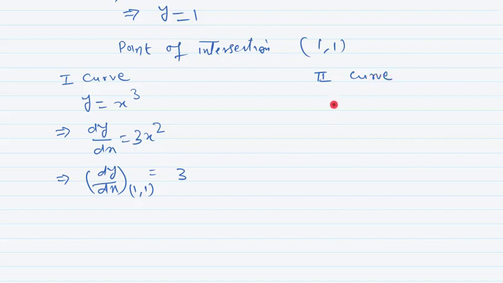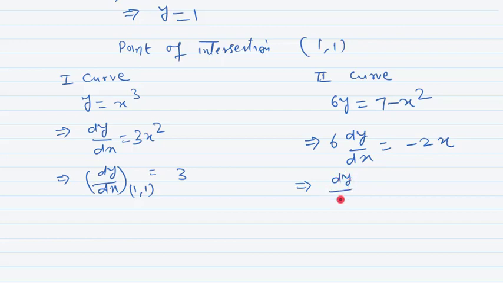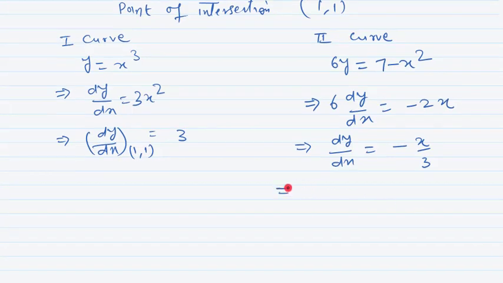Let us take the second curve, which is 6y is equal to 7 minus x square. Getting dy upon dx from here, 6 dy upon dx is equal to minus 2x, which implies dy upon dx is minus x upon 3. At point (1, 1), the slope of the tangent is clearly minus 1/3. So for one slope of tangent we get 3, and for the other we get minus 1/3.